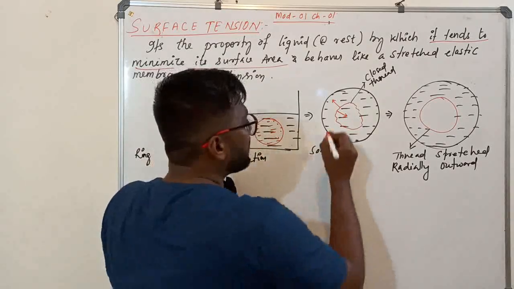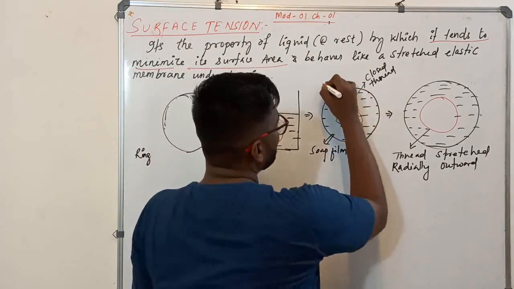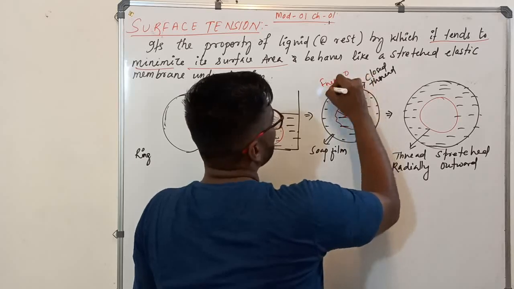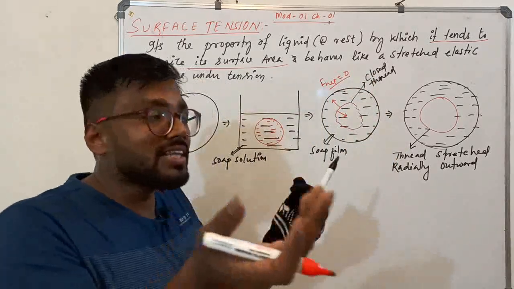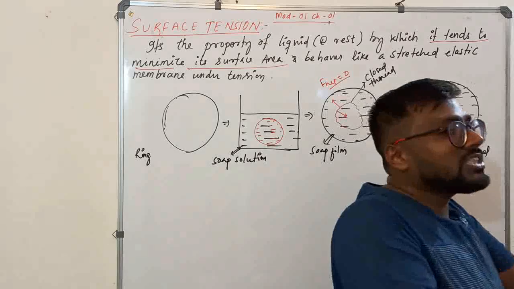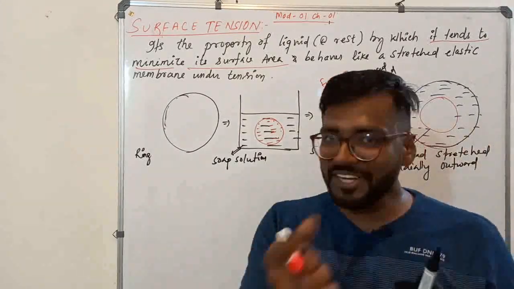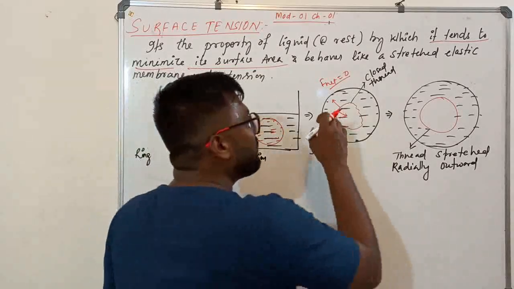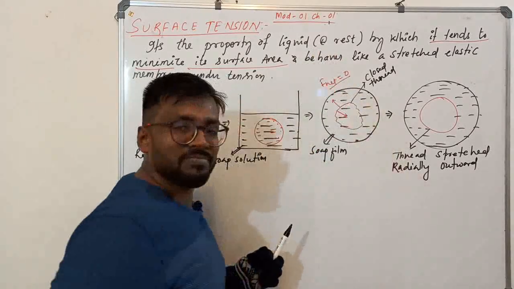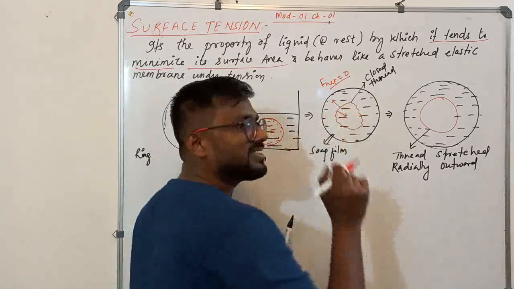But because here also there is surface tension, and here also surface tension, what happens to the F net here? The F net becomes zero. That's why the thread does not change its shape and size, because it is in equilibrium. Interesting, isn't it? But now what you have done is you have poked the inside area.